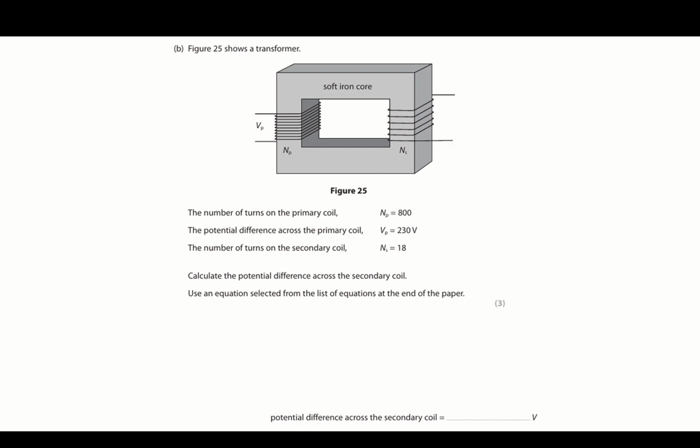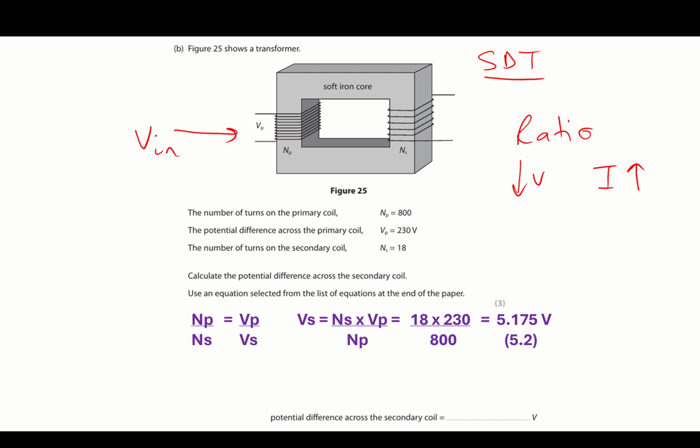Next part, here is a transformer. Number of turns on the primary coil. So instantly I know that's the voltage in. I can see that this is a step down transformer. Calculate the potential difference. So you've got your ways of doing it where you just find out your ratio, and we know that I want the voltage to go down and the current to go up. Or you can use the equation that they give you. So you can see that I've just rearranged it. So NP over NS equals VP over VS. It says calculate the potential difference across the secondary coil. So that's this. And we've done this loads of times now.